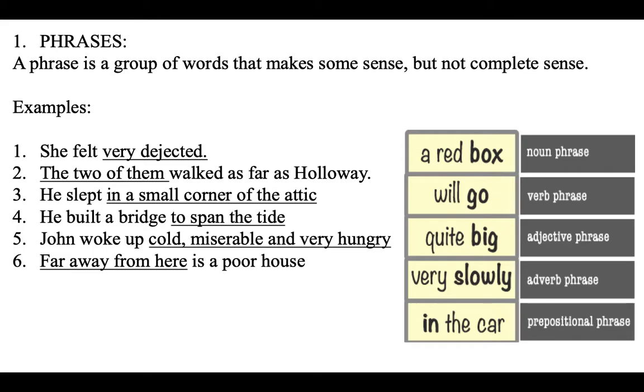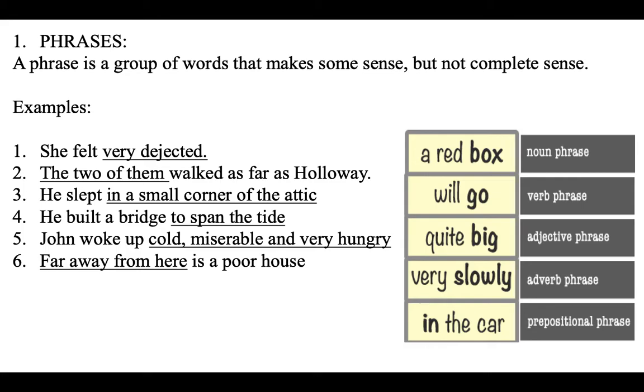For example, she felt very dejected. So, very dejected becomes your phrase. The two of them walked as far as Holloway. The two of them. He slept in a small corner of the attic. In a small corner of the attic becomes your phrase. Okay. He built a bridge to span the tide. To span the tide is your phrase here.